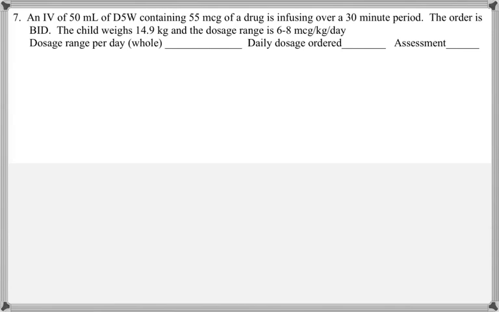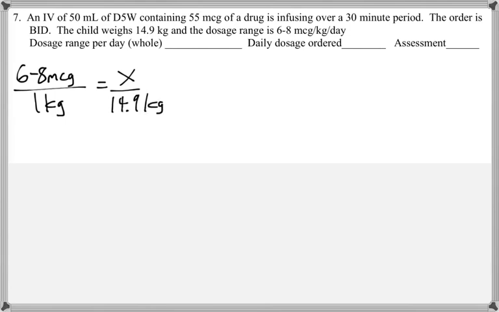So I need to start with the weight. I don't need to divide the 14.9 by 2.2 because it's already in kilograms. So I just need to set that up in a proportion with the 6 to 8 mcg per kilogram. So 6 times 14.9, 8 times 14.9.